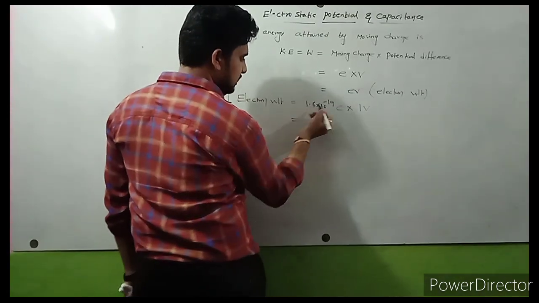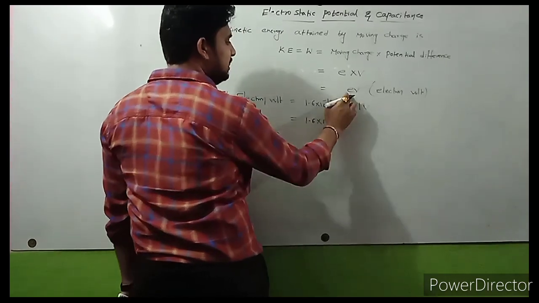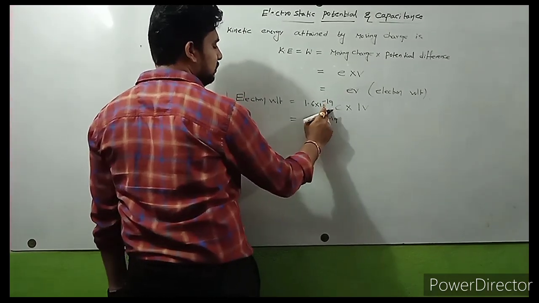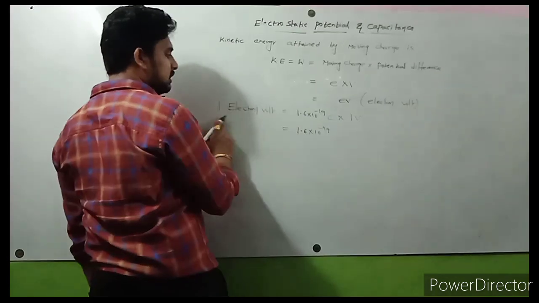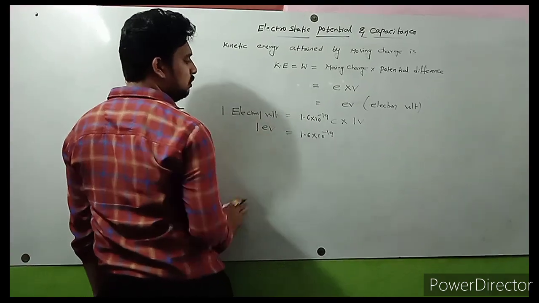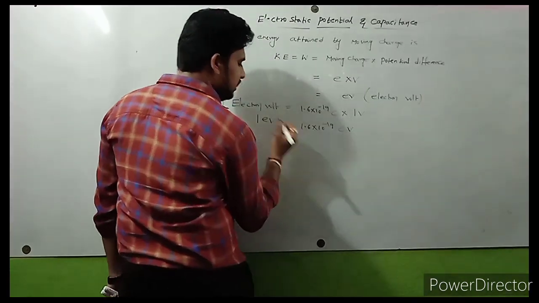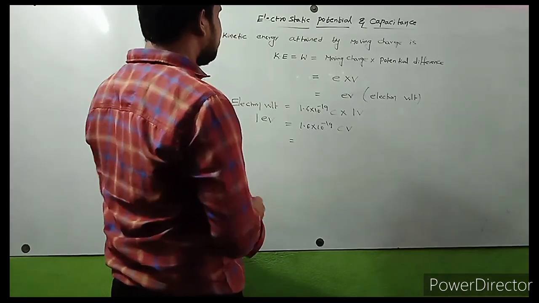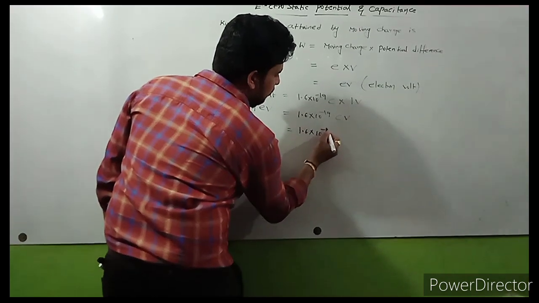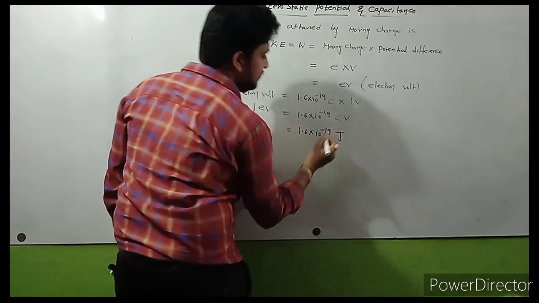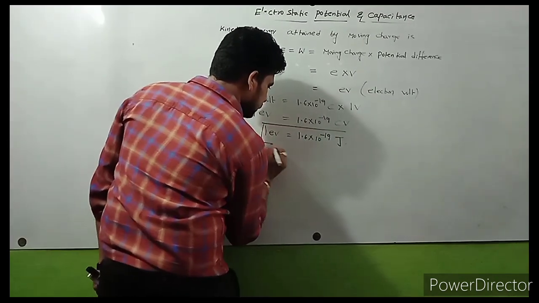That means what do we get here? 1.6 into 10 power minus 19, because E means the charge of the electron, 1.6 into 10 power minus 19 coulombs. V means the potential difference, which I consider as 1 volt. So 1 electron volt is equal to 1.6 into 10 power minus 19 coulomb into volt. Then how can we write this? Coulomb into volt is nothing but joule. So 1 electron volt is equal to how many joules?